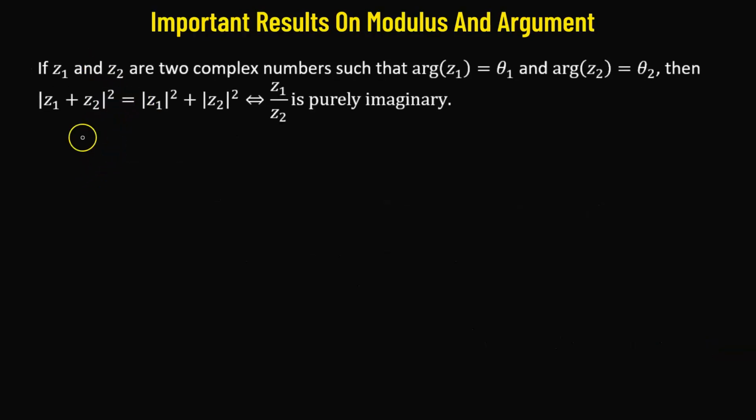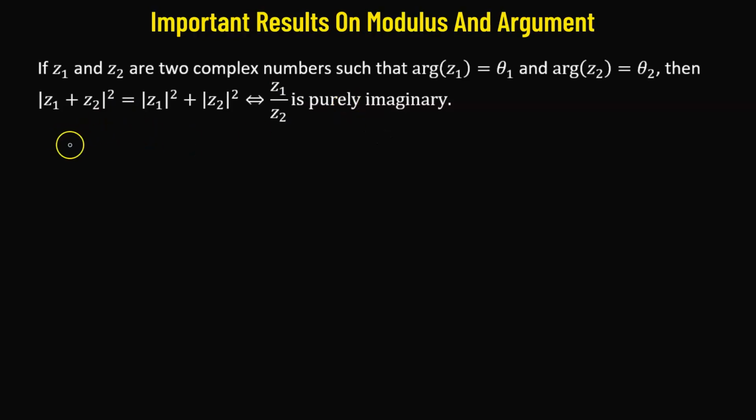So here we have to show that if the absolute value of the sum of the two complex numbers, squared, is equal to the absolute value of z1 squared plus z2 squared, then the ratio of the two complex numbers, z1 over z2, is a purely imaginary number. So let's try to show that.